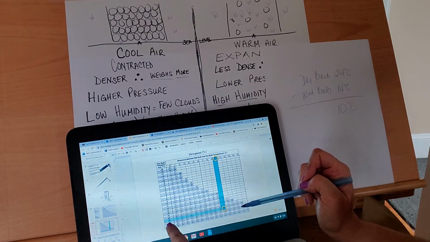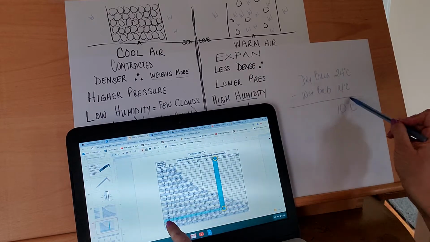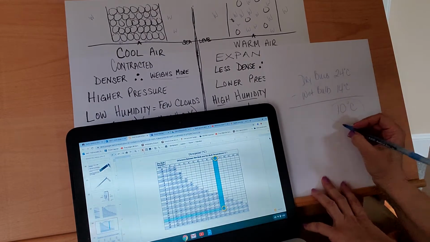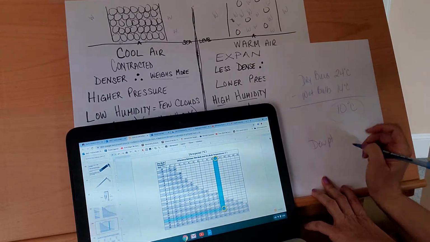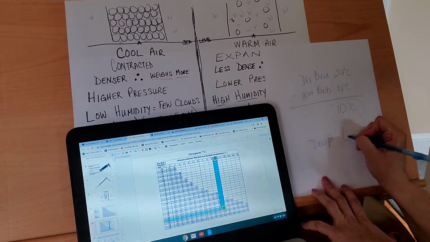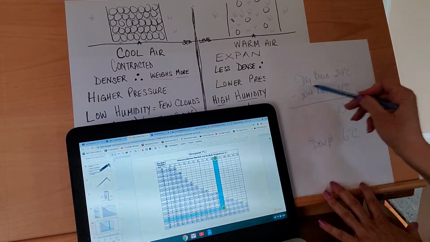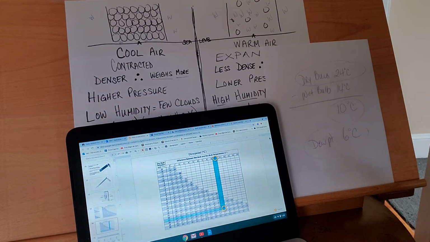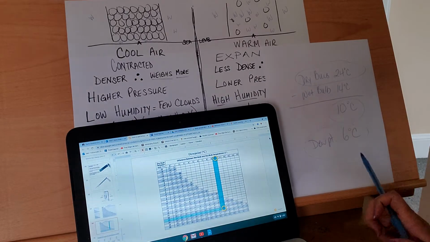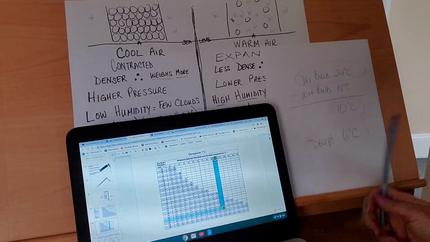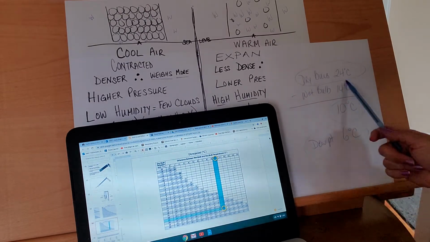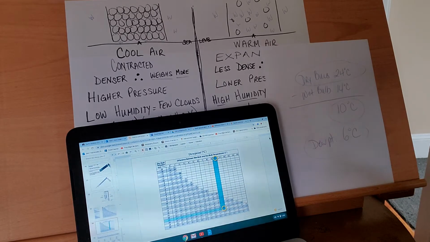If I go to the dry bulb temperature, which was 24, and the difference, which was 10 degrees Celsius, and come over here, the dew point temperature, the point of saturation, the point it will rain, is 6 degrees Celsius. Tell me, if the dry bulb is 24 and the dew point is only 6, is it going to rain? No! This is a beautiful day. We are so far away. We're 18 degrees away from the dew point temperature. It is a gorgeous, clear, sunny day. 24 degrees Celsius, it's beautiful outside. This is how you do dew point temperature.